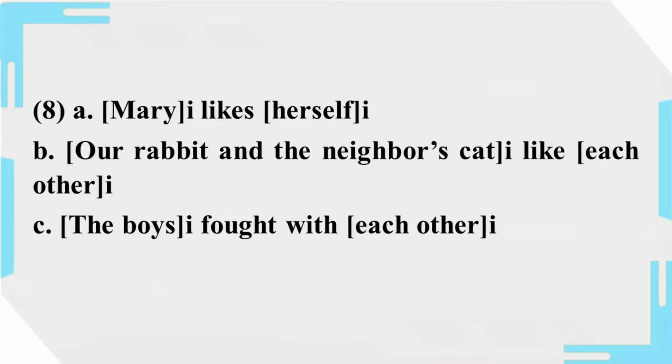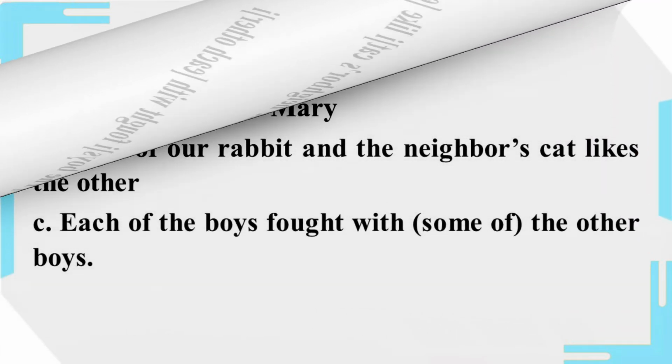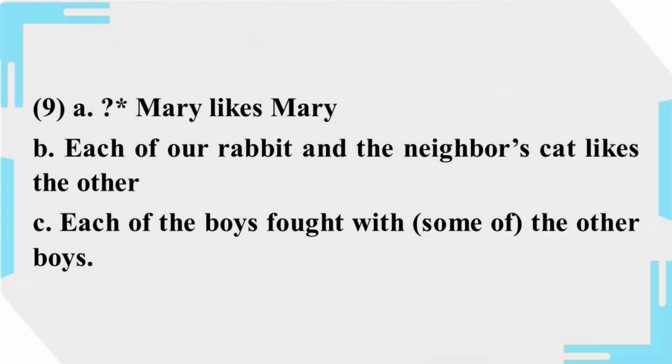The reflexive herself in the first sentence refers to exactly the same thing as the subject Mary, and the reciprocal each other in sentences B and C indicates mutual reference in a group of some kind like the rabbit and the neighbor's cat and the boys. That is, the sentences roughly mean Mary likes Mary. Each of our rabbit and our neighbor's cat likes the other. Each of the boys fought with some of the other boys.